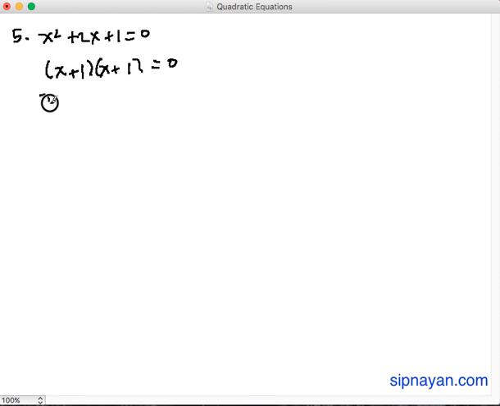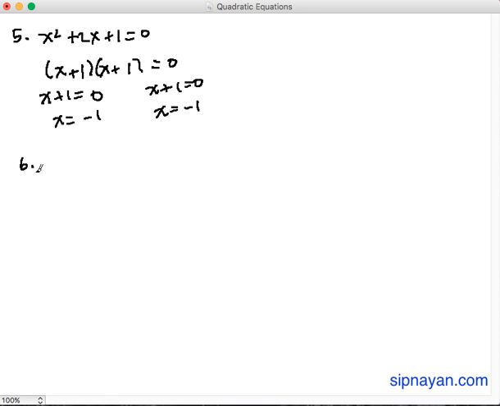So, that means that x plus 1, we equate each expression to 0. X plus 1 equals 0. X equals negative 1. Also, this one is x plus 1 equals 0. Then x equals negative 1. So, as we can see, equal yung kanilang roots, no? Yan yung ating solutions ay both equal to negative 1.